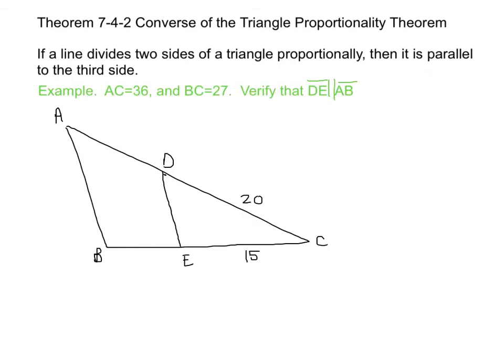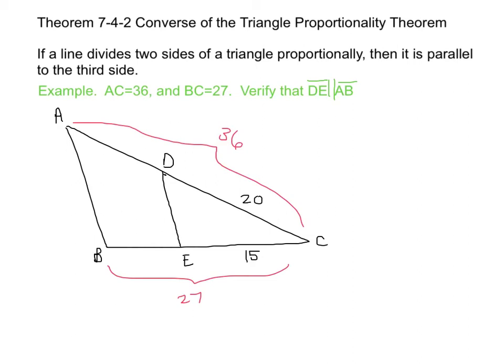Let's go ahead and jump straight into an example here. We know the distance of AC is 36, the distance of BC is 27, so we want to verify that segment DE is parallel to segment AB. So we have this triangle here. We know that AC, let's go ahead and write that in, AC, the whole length is 36, and BC, the whole length is 27. Verify that DE is parallel to AB.